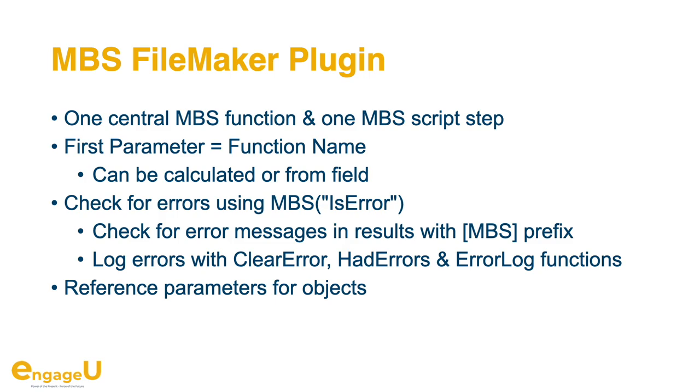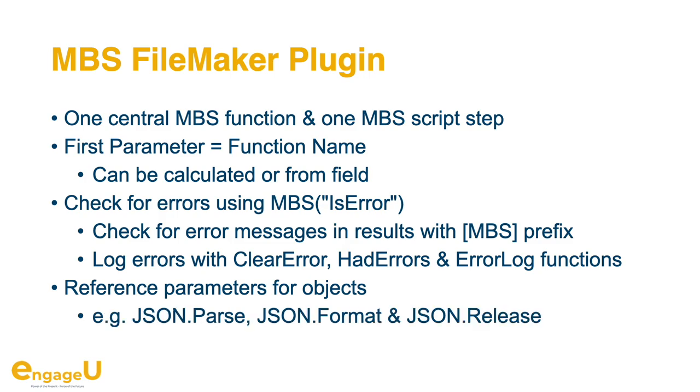We use reference parameters. So we have a lot of functions to return you a number, and then you pass this number to the next function to refer to the same object. It's a concept you need to get used to, but we have over 80 different types of such objects like JSON, XML, or DynaPDF environment for making a PDF.